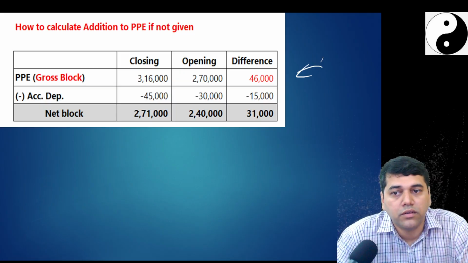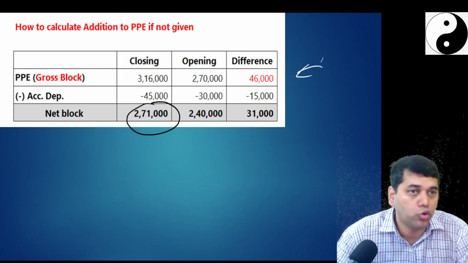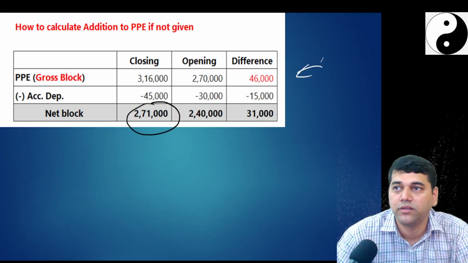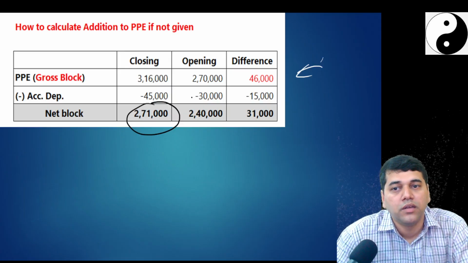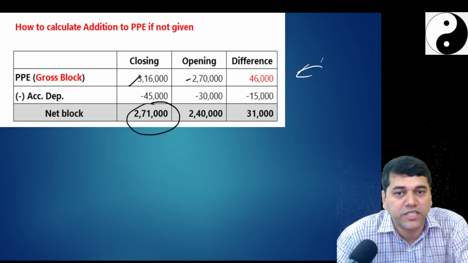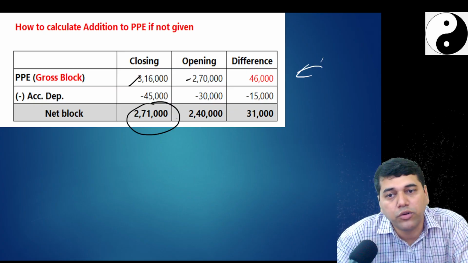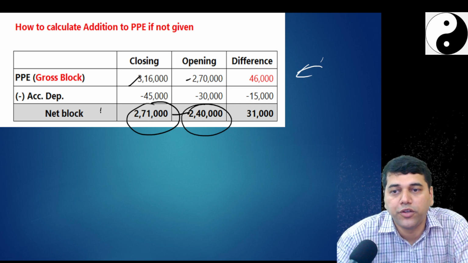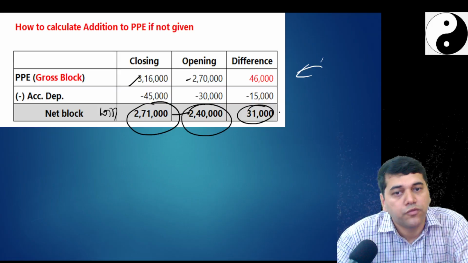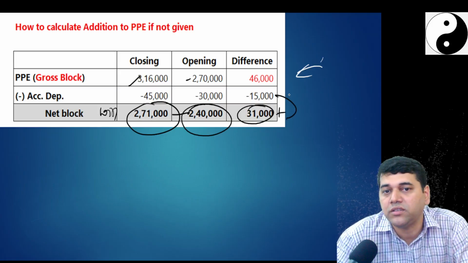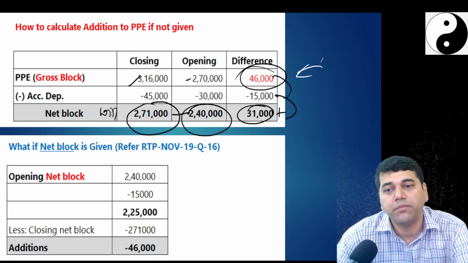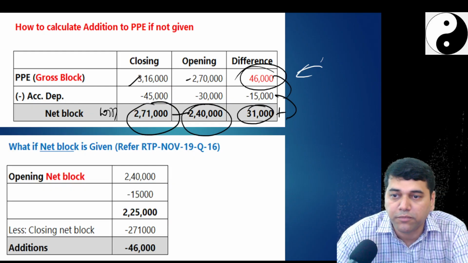See, net block is 2,71,000. Don't go by the total they have given in the balance sheet. It is the total of net block there. You will get some weird number. PP gross block change is 46. Or if you talk about net change, it is 2,40,000. WDV 31. For this, add this depreciation, you get 46. What if the net block is given?